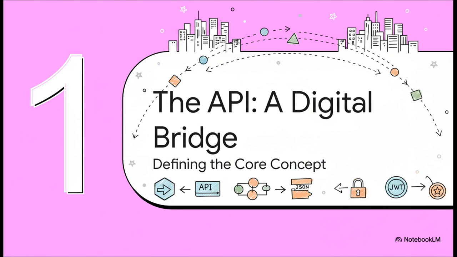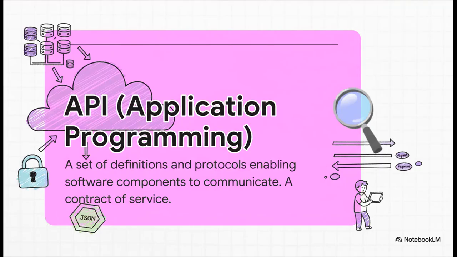First up is the most foundational piece of this whole puzzle, the application programming interface, or as you'll always hear it, the API. The best way to think about an API is as a contract. It's not the database itself, and it's not the server. It's the set of rules that 2 pieces of software agree to follow. It's like one application saying to another, hey, if you ask me for information in this exact way, I promise I'll give you back data that looks like this. It's all about predictable communication.